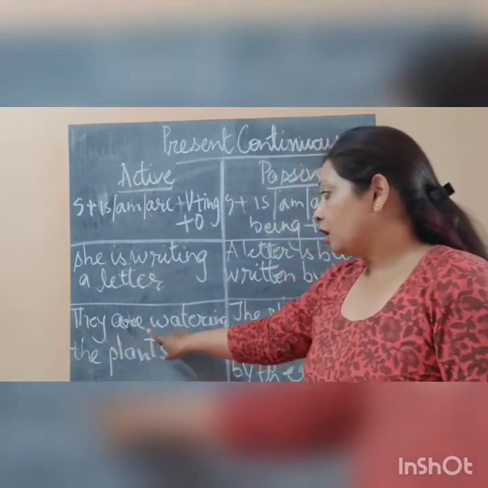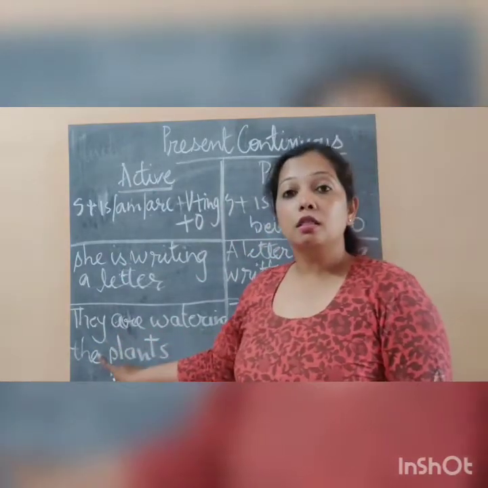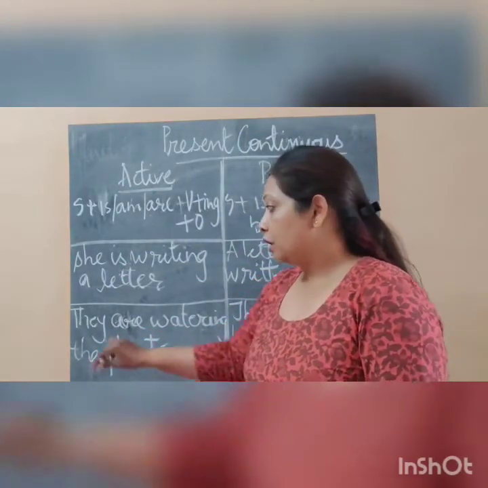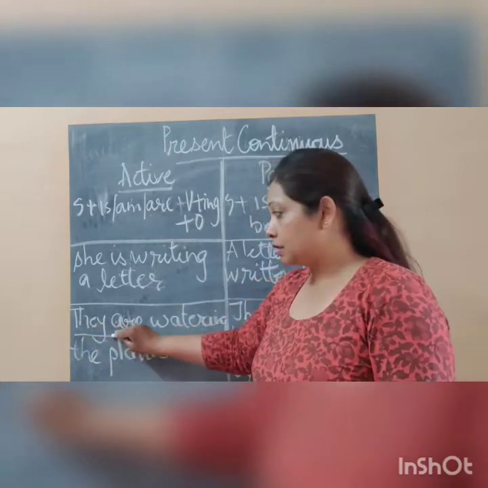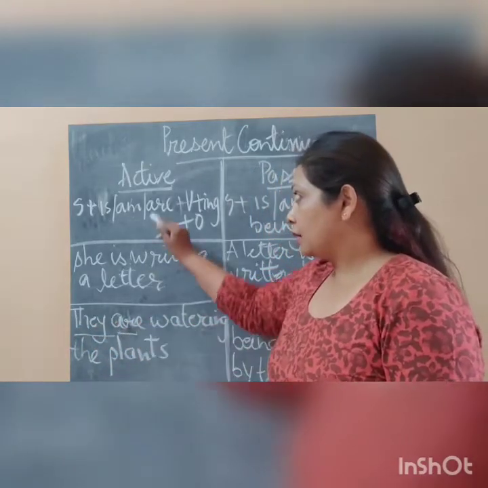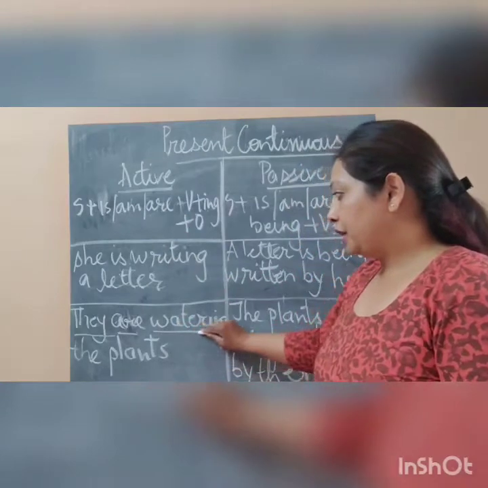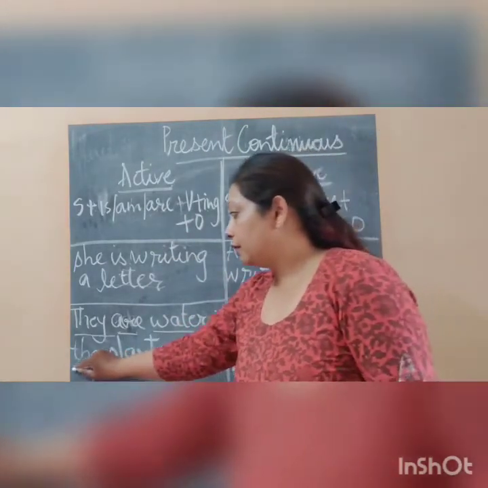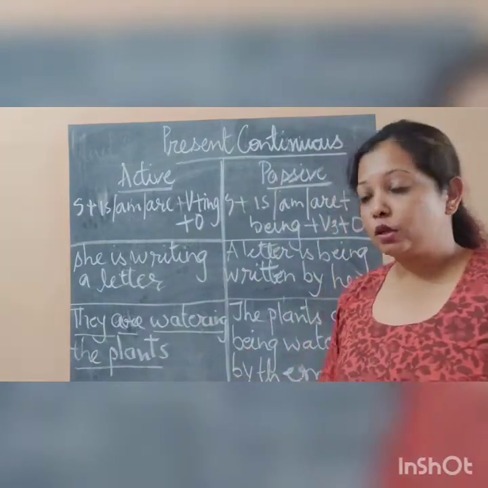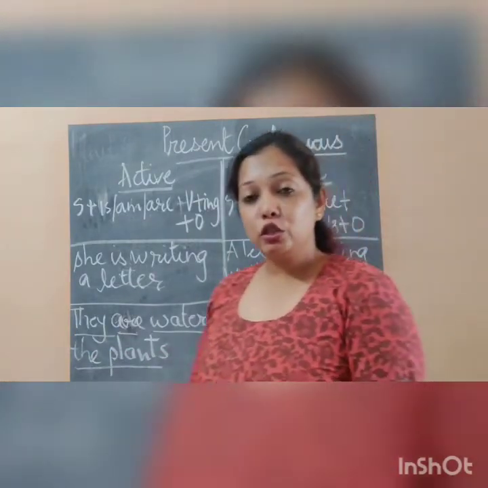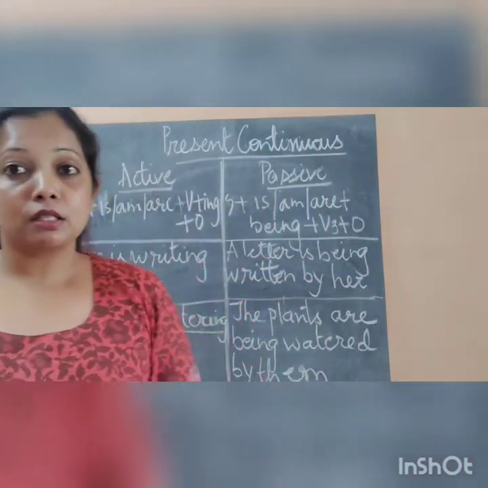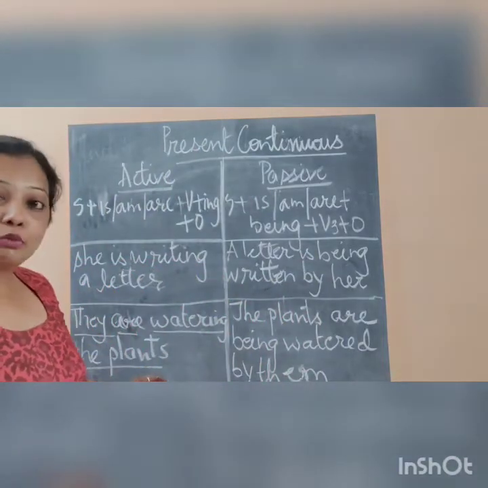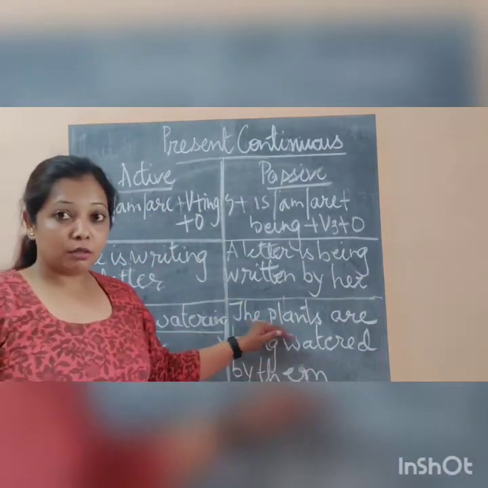They are watering the plants, right? We have here the subject, we have is and are here, we have the verb, and we have the object. So in this sentence, how will we change active to passive? The subject became the object, the plants.